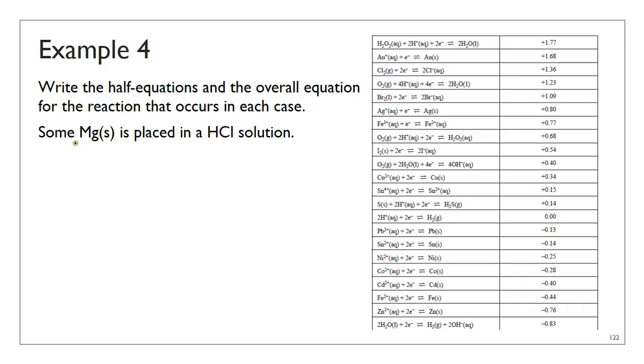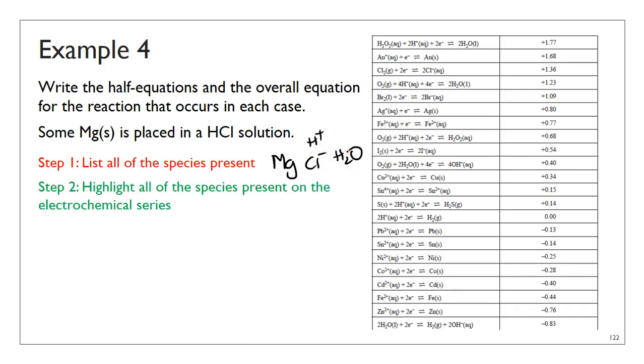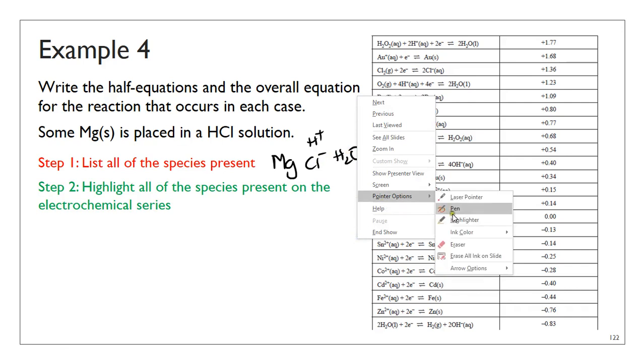So let's start with some magnesium being placed in a hydrochloric acid solution. You've seen this reaction, you actually know what the products are, but see whether we can derive it from the electrochemical series. I'm going to follow the steps again, so list everything that's present. So this is magnesium, H plus, Cl minus, and water. So there are four species present. I'm going to highlight the species.